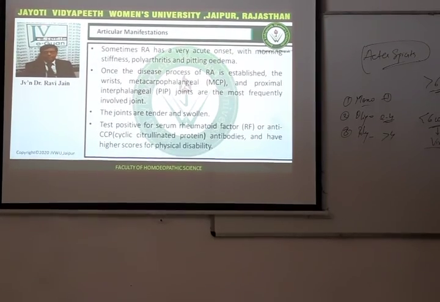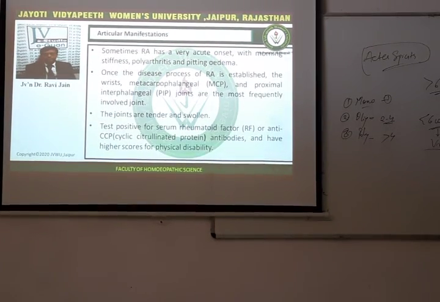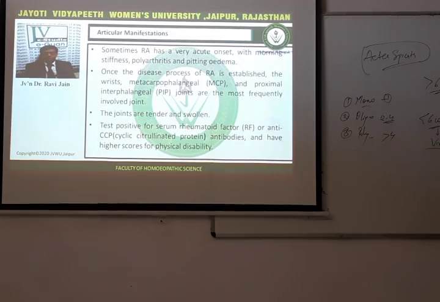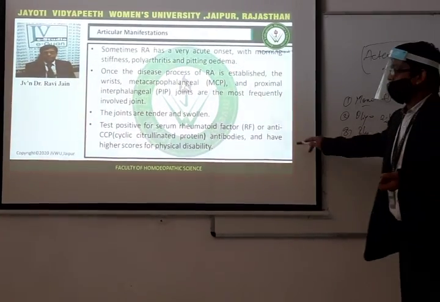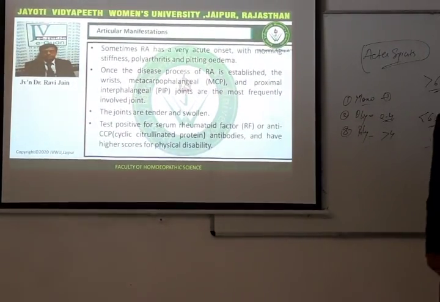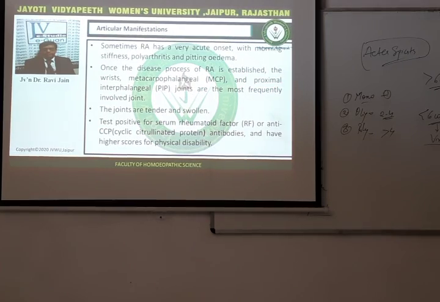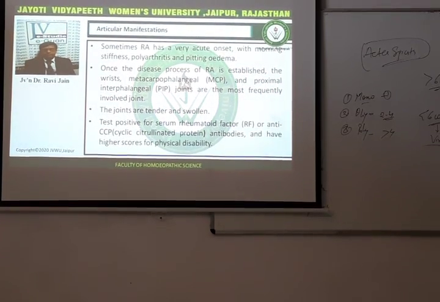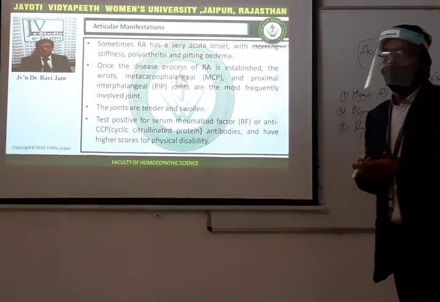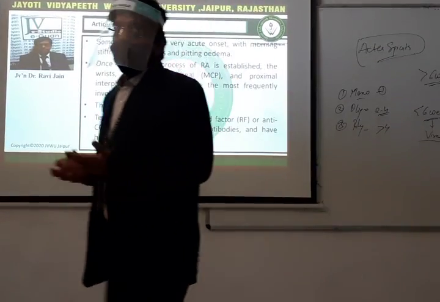Anti-CCP antibodies and RF factor are positive in case of rheumatoid arthritis. They have the highest scores for physical disability. So the higher the scores for RF factor and anti-CCP antibody, the greater the disability scale. That is, the patient is more disabled and not able to perform any of their activities. Alright, so is this clear?